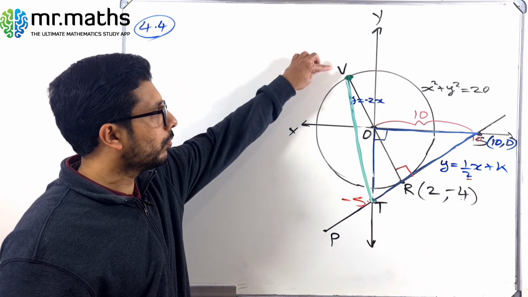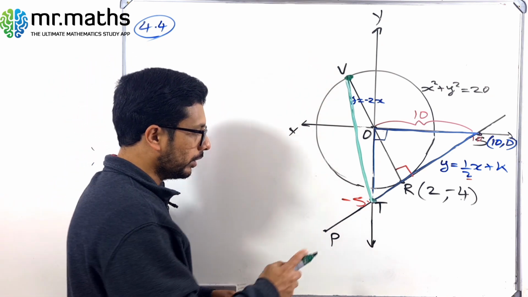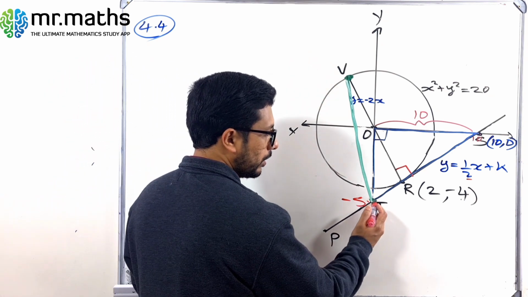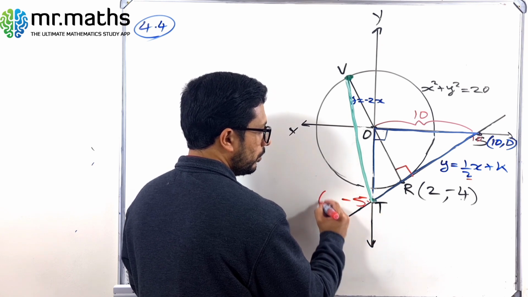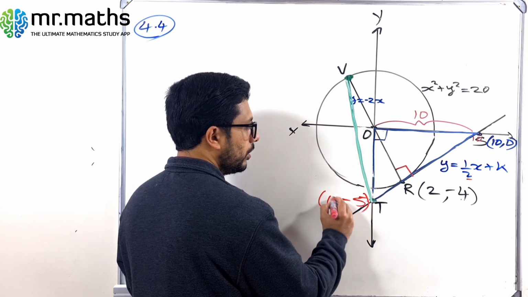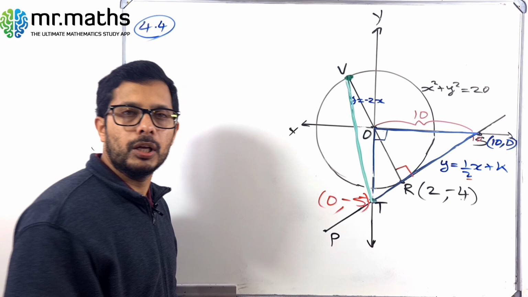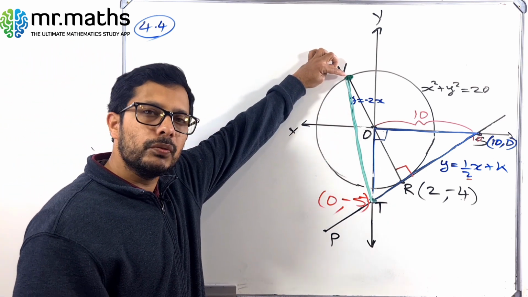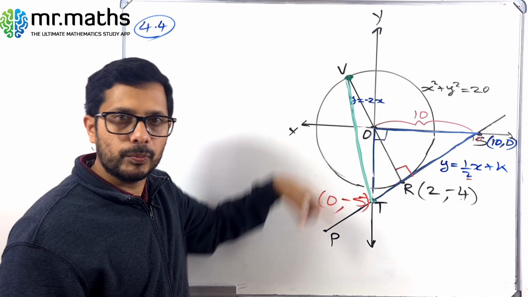We don't know the coordinate of V, but we know the coordinate of T. Minus 5 means what is the coordinate? This is the y-intercept. So what is the x value? At the y-intercept, the x value is 0. So it is 0 comma minus 5. But if we know the coordinate of this V, then we can easily apply the distance formula. Am I right?